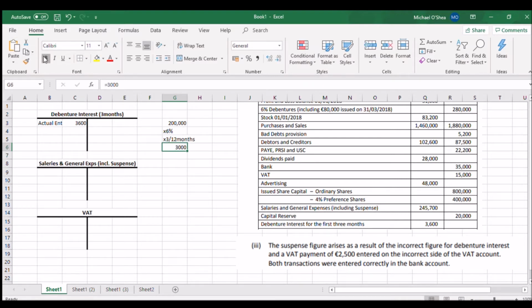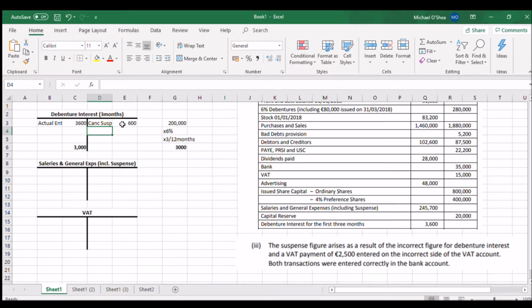So if I multiply out 200,000 by 6% by 3 over 12 months, that gives me what I should have paid for the first 3 months. That figure is 3,000, so I can write 3,000 down here as the correct amount. How do I get from 3,600 down to 3,000? Well, the 3,600 is a mistake, so if I put 600 on this side as a cancel suspense, then I'm cancelling 600 here. It brings me down to 3,000, which is the correct figure.